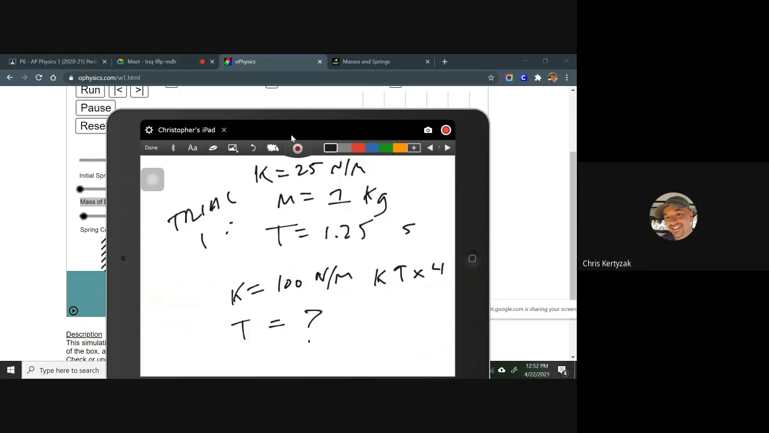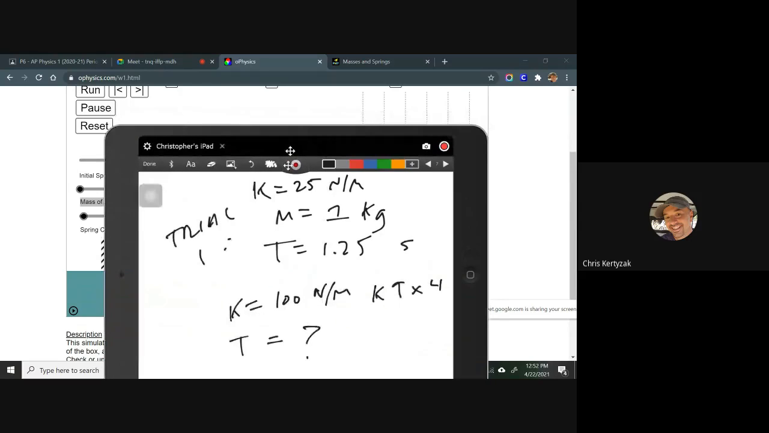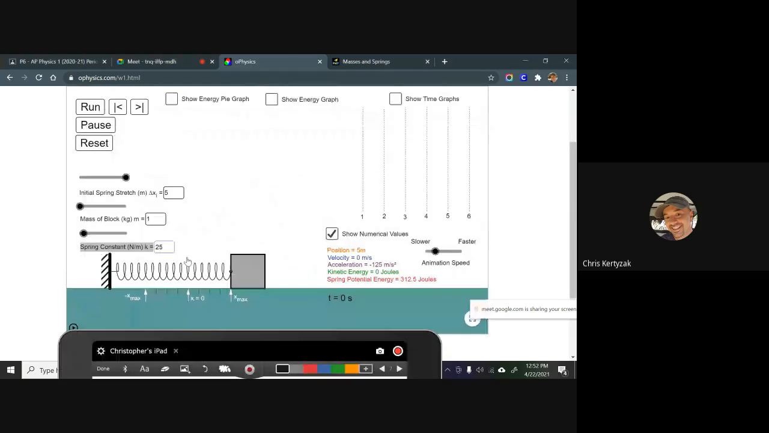Let's see. So I'm going to go ahead and type in 100, intentionally increasing K by a factor of 4. Leaving the mass the same, of course, I wouldn't want to change that. I'm trying to see if there's a correlation between K and the period. And let's run it. Oops, sorry, reset. It's happening so quickly. Run. Okay, now pause it. Now I can go 1 frame at a time. Back 1. I'm getting 0.63 seconds.